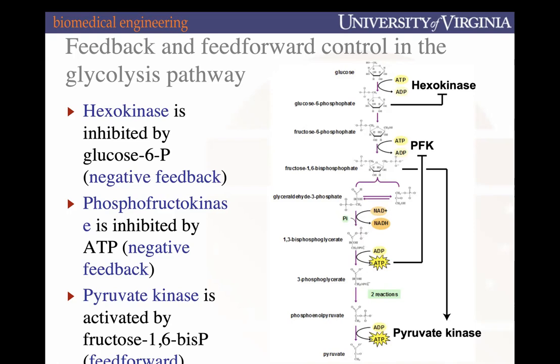So these are two instances where the downstream products act back up on an enzyme to start turning it off once enough downstream product is produced. But there's also one example of a feed forward or positive feedback loop, where as enough fructose 1,6-bisphosphate is produced, it acts down on pyruvate kinase to turn on that enzyme and promote its activity in the subsequent production of pyruvate.